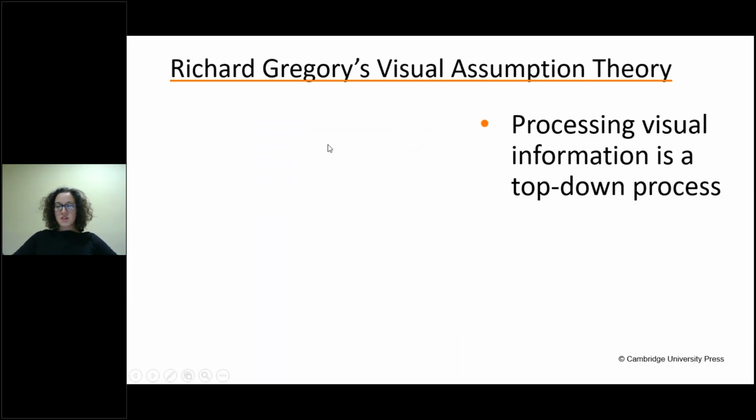There are a few nice researchers I also wanted to show you, and here is Richard Gregory. He's a psychiatrist, psychologist, and he has visual assumption theory. He said that processing visual information is a top-down process, which means that we use all our background information to understand an image. And he had this test with a rotating mask of Charlie Chaplin. I haven't found the one with Charlie Chaplin, but I will show you another one.